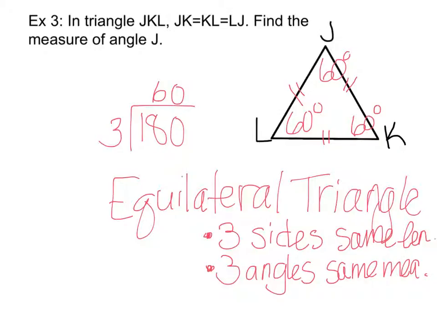Let's look at the other 2 types of triangles. We call this equilateral, and we're talking about the sides now. We're not talking about angles anymore. We're talking about sides. If we were classifying this by its angles, we would say it was acute. Equilateral, we're talking about side lengths.